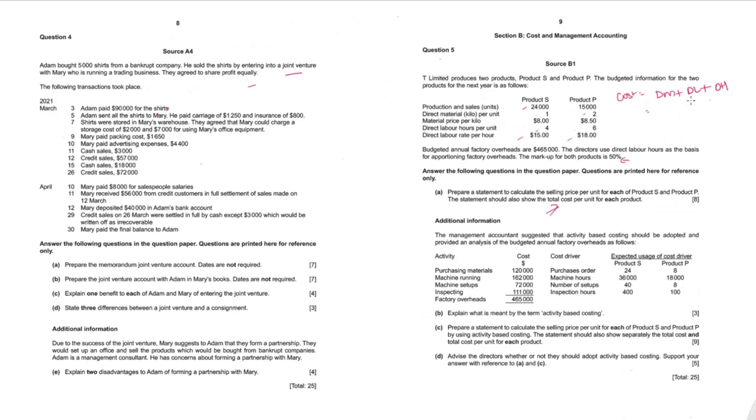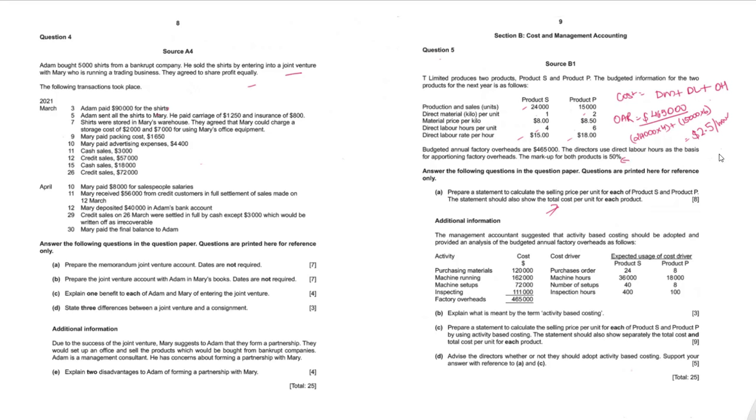Now for overheads, you will have to first calculate the overhead absorption rate, because the overheads are totally 465,000. This has to be distributed between the 2 products using the direct labor hours. So overhead absorption rate is equal to budgeted overheads, which is $465,000, divided by the total labor hours that are expected. For product S, you need 24,000 units and each unit takes 4 hours. And for product P, you need 15,000 units. Each unit needs 6 hours. So 465,000 divided by the denominator, which will be 186,000 hours, gives $2.5 per labor hour.